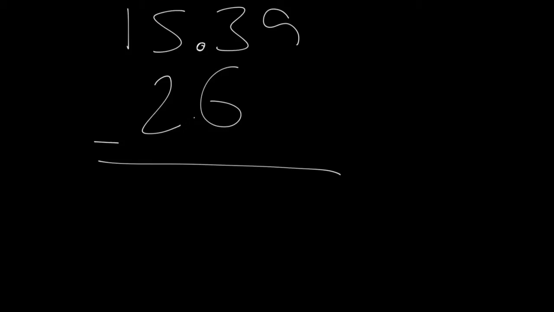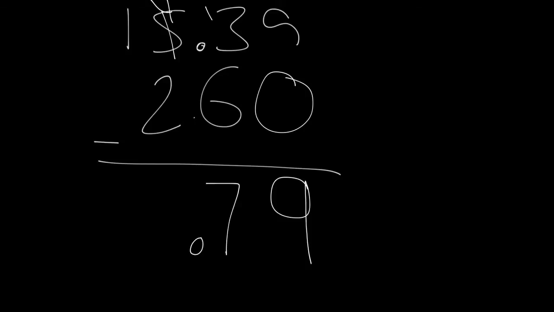To subtract decimals, you line up the decimals and subtract as normal. Because there is no placement right here, you will add a 0. Then subtract. 9, borrow from the 5, 7, 4 minus 2 is 2, and 1.